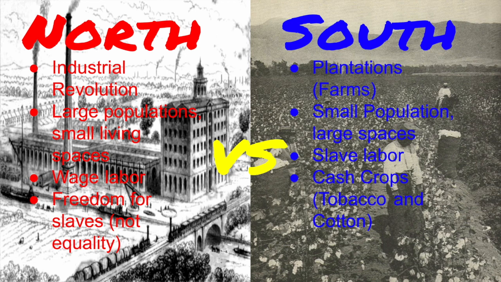The North also included wage labor. We learned about the terrible conditions of the Industrial Revolution for factory workers in third quarter, but they did make at least some money. And that little bit of money they made, they could spend it how they wanted to.